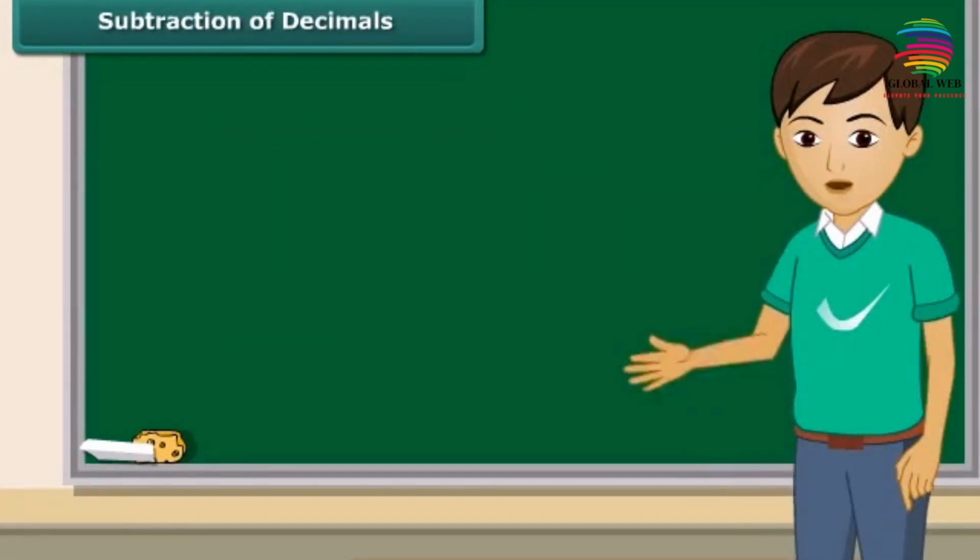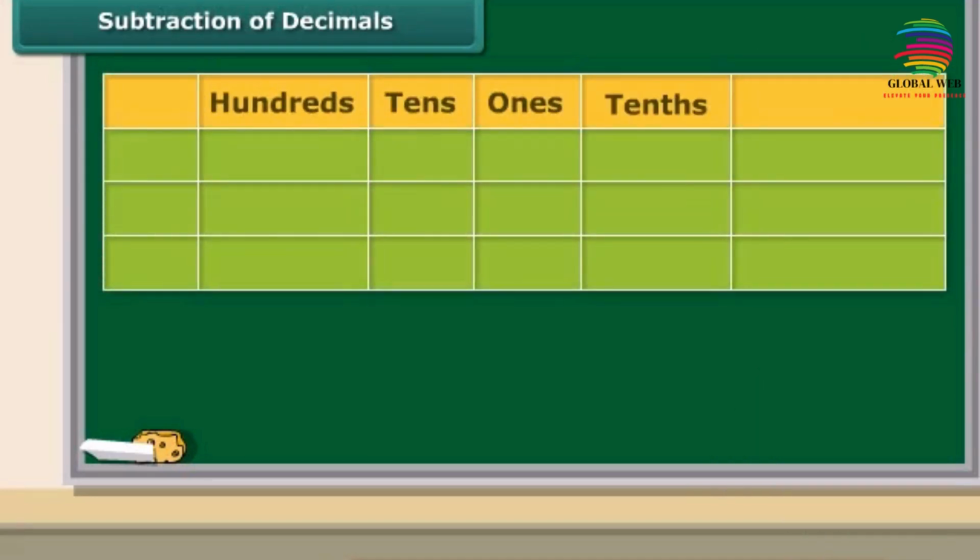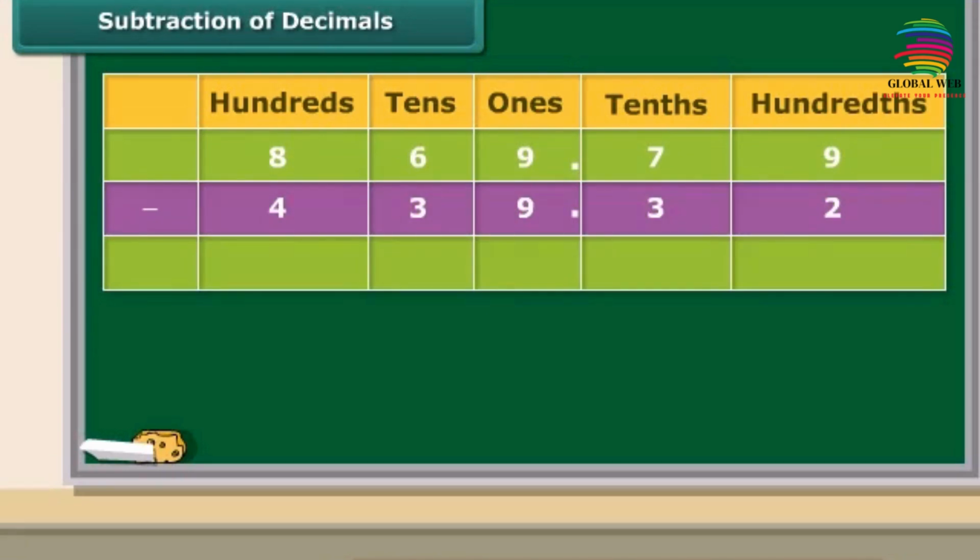Subtraction of decimals is similar to subtraction of any other numbers. Write the bigger number on top and the smaller number below it with the decimal point in a vertical line. Subtract as for whole numbers, placing the decimal point in the result directly under the other decimal points. Let us start with subtraction of 439.32 from 869.79. Place the digits according to their place value in the table above. Subtract the numbers as in ordinary subtraction.